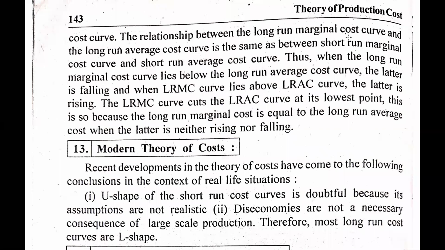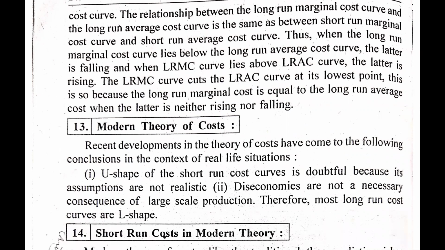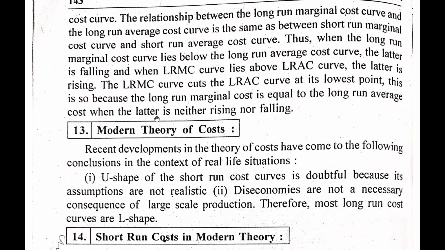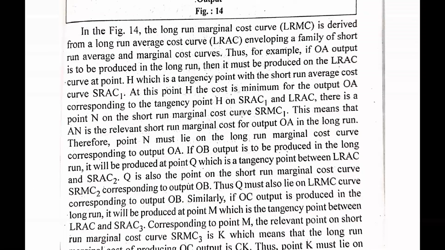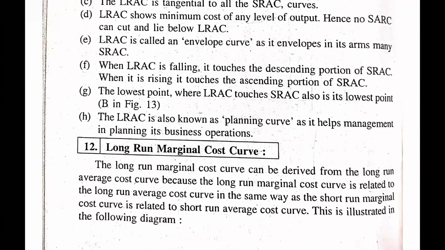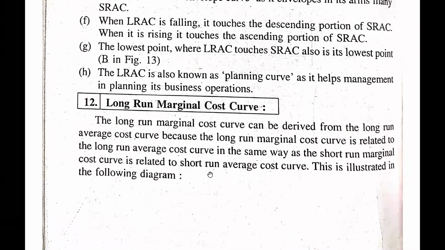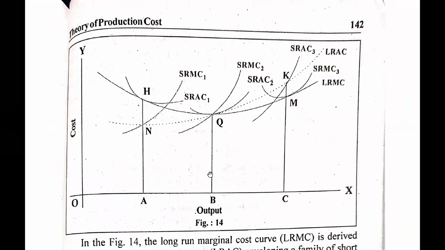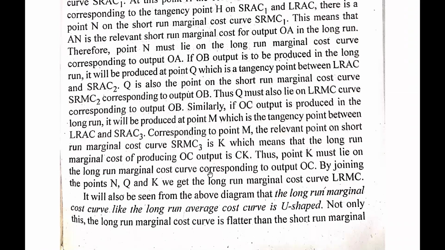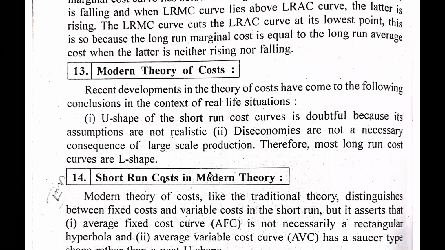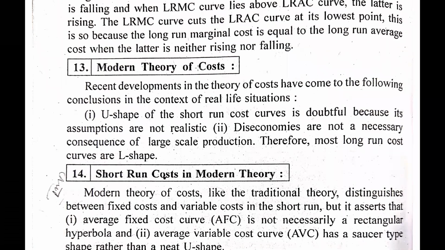Hello guys, this is the third lecture of the chapter Theory of Production Cost. In the last lecture we were discussing the 12th point, that is the long run marginal cost curve. We have successfully completed the long run marginal cost curve. Now we will start the lecture with the modern cost theory.